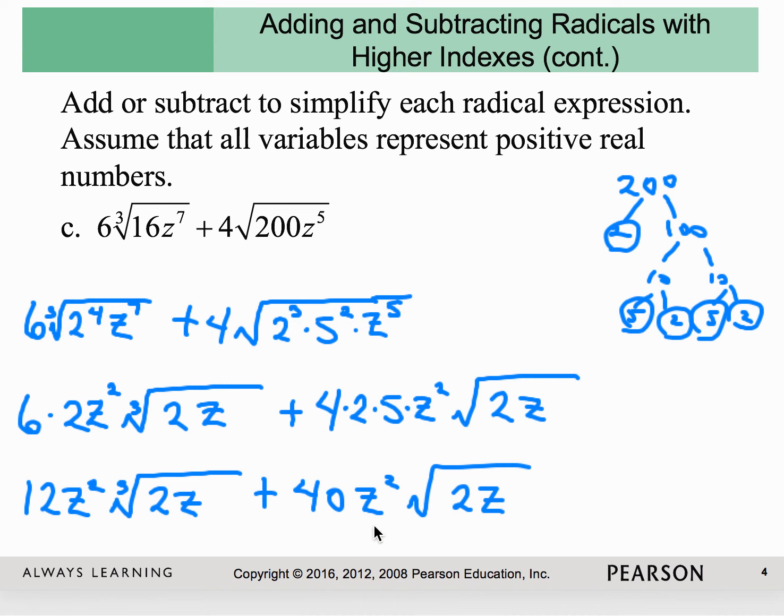So the variable part is all exactly the same. I've got a z squared, got a z squared, 2z under there, but I've got a 3 here and a 2 here. So I can't go any further.